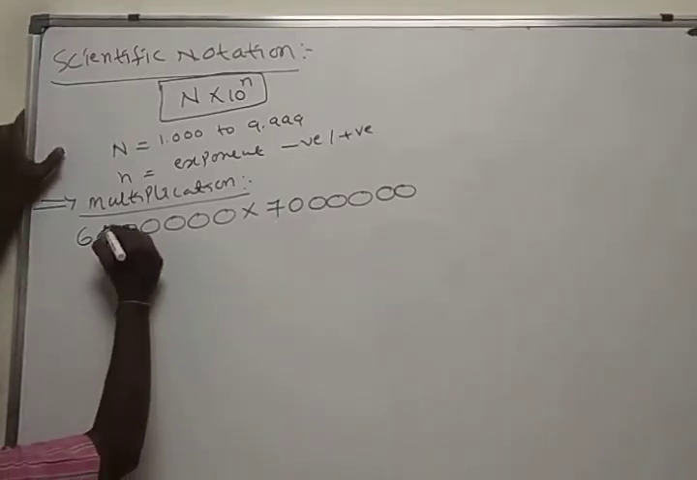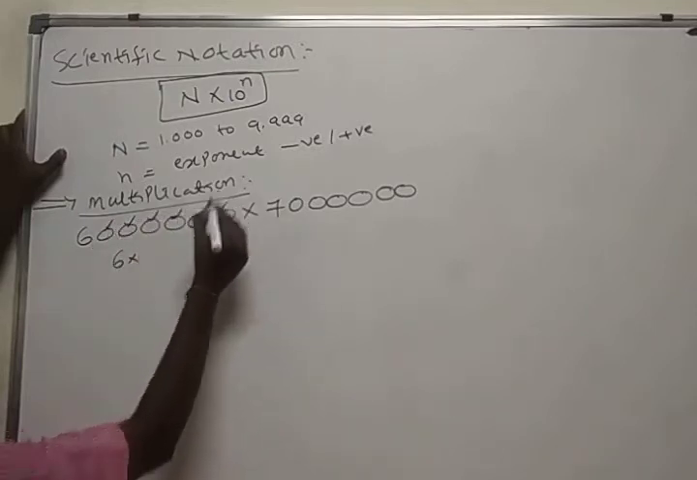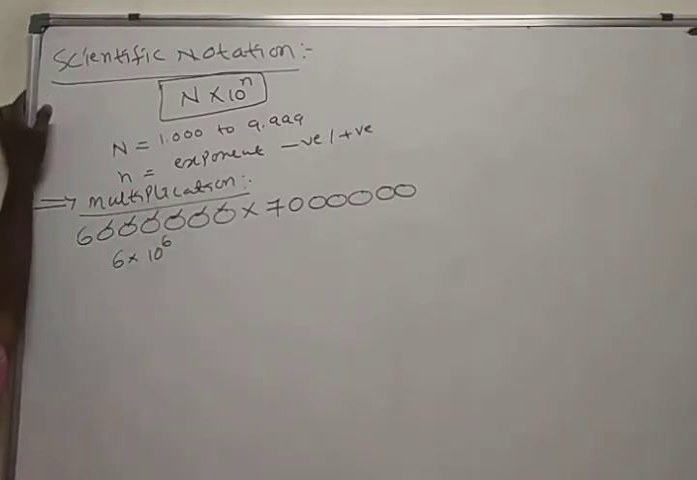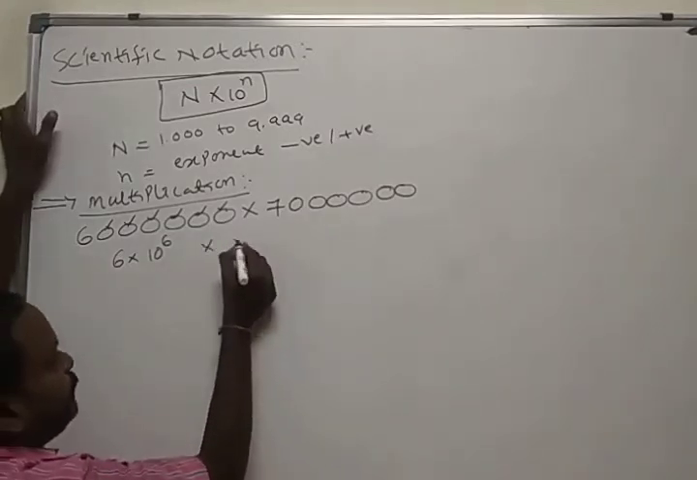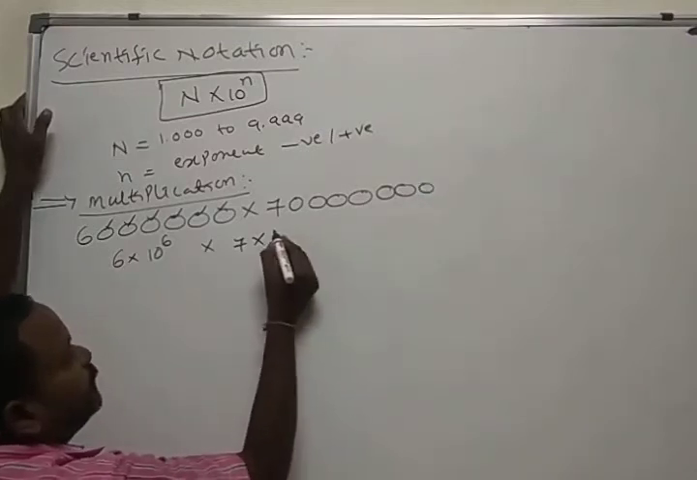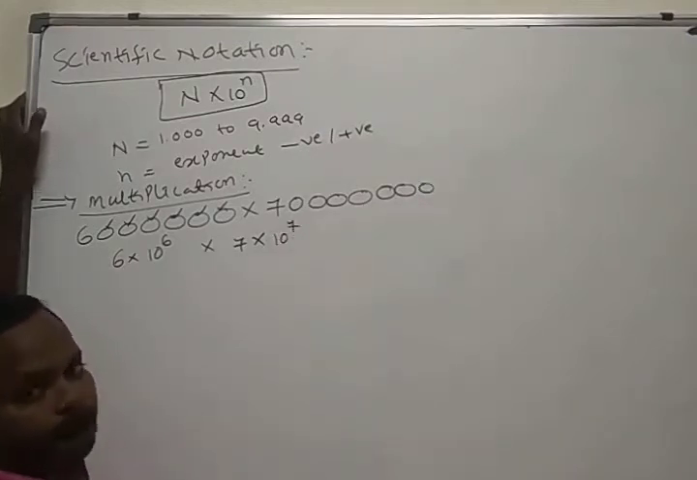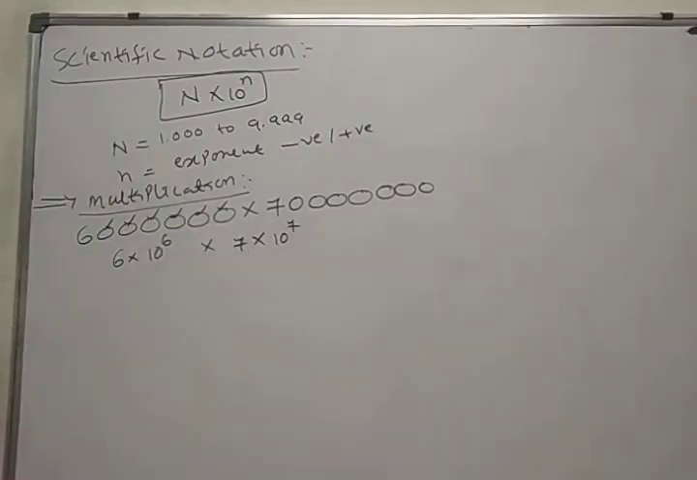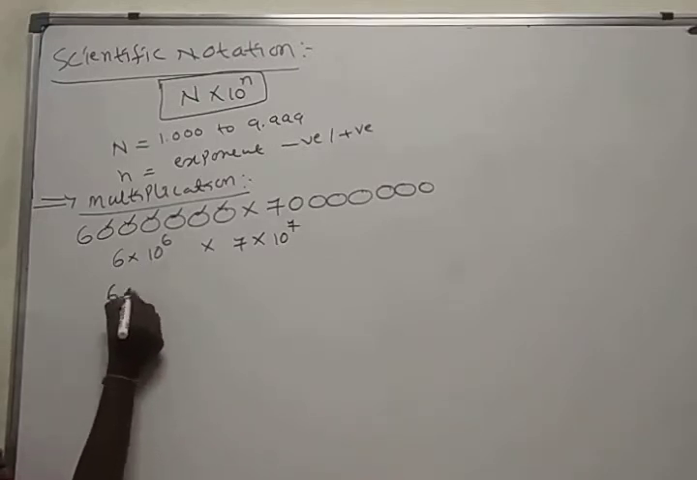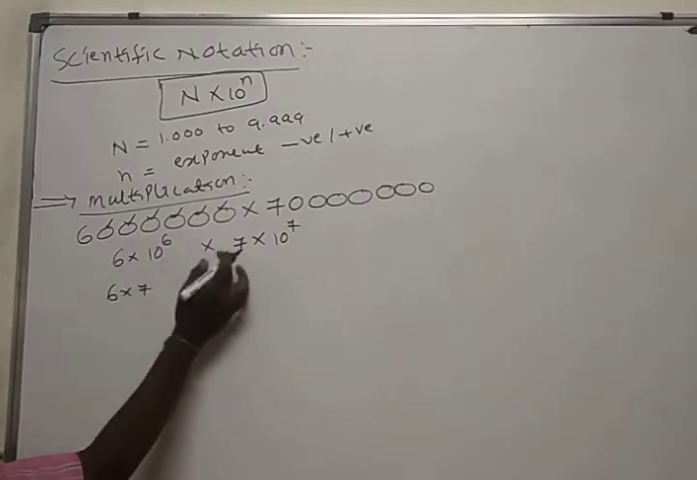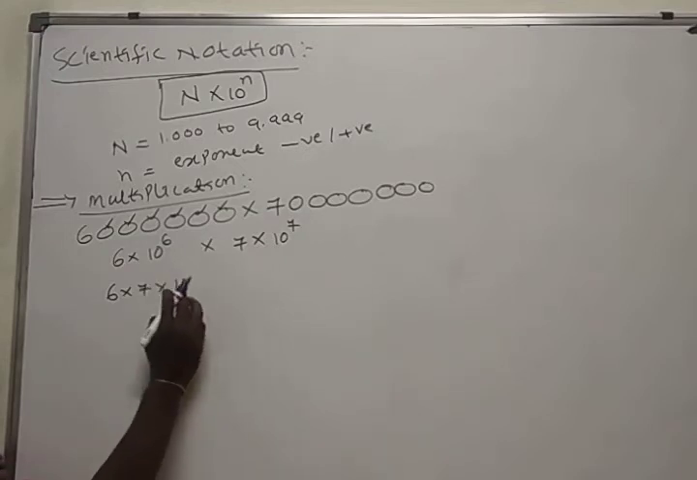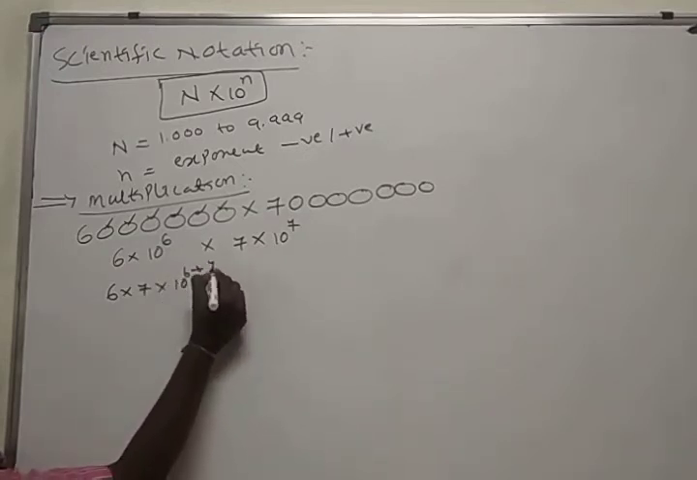6 into, how many zeros are there? 1, 2, 3, 4, 5, 6, base 10. Here 6 zeros are present after the number, so plus 6. 6 into 10 to the power of 6, into 7 into 10 to the power of 7, since 7 zeros are there. Then 6 into 7, and 10 base common, 10 to the power of 6 plus 7.